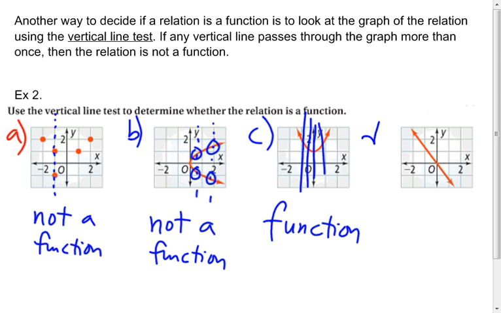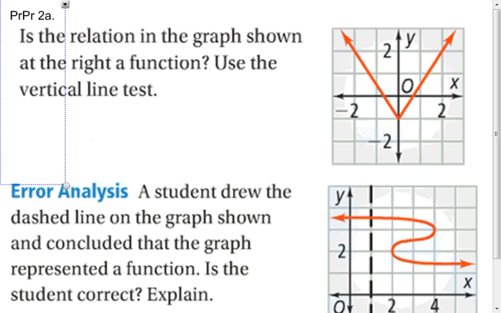Okay, over here for letter D, any place I draw a vertical line, I only hit my graph once, so it is a function. Couple of practice problems asking you to do the same thing.